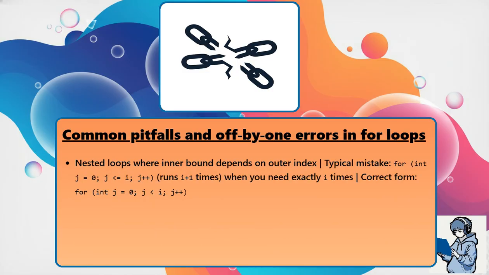Nested loops where the inner bound depends on the outer index. Typical mistake: for (int j = 0; j <= i; j++), which runs i + 1 times when you need exactly i times. Correct form: for (int j = 0; j < i; j++).